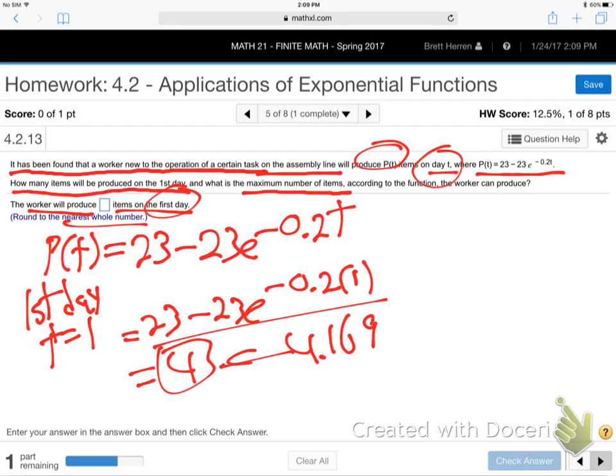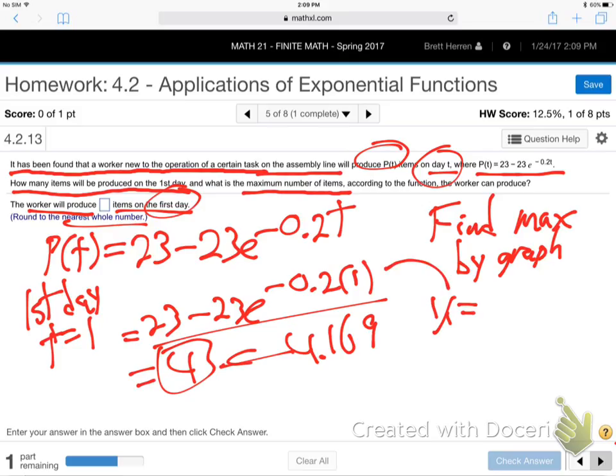What's the maximum number? How do we find the maximum number of items? Graph it. We've got a graph. Find max by graph. So take a graph, and just type in y1 equals 23 minus 23 e to the minus 0.2t. Type that into y1, hit the graph button, and see what you can see.